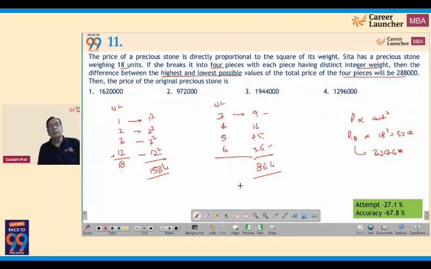Okay. Now what does it say? The difference between the highest and lowest. Difference between highest and lowest is 80 and 70, 72k. 72k is equivalent to 288. I am just not bothered about the last 3 zeros anywhere.